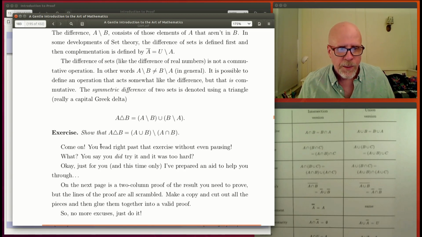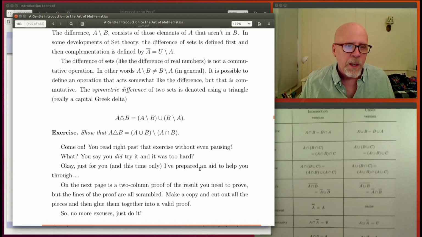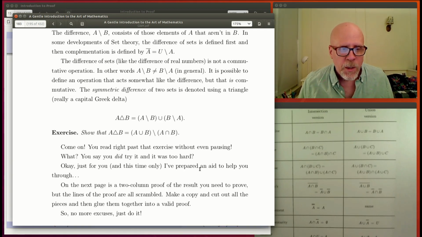I got the sense the first couple of times I was using this book with a class that the students weren't really doing those exercises, and so I put this whole riff in here about how you read right past that exercise without even pausing. But that mostly was a chance to do something I thought was a little bit fun. So this is kind of a puzzle. I'd like to show that A symmetric difference B is equal to this: A union B set minus A intersect B.